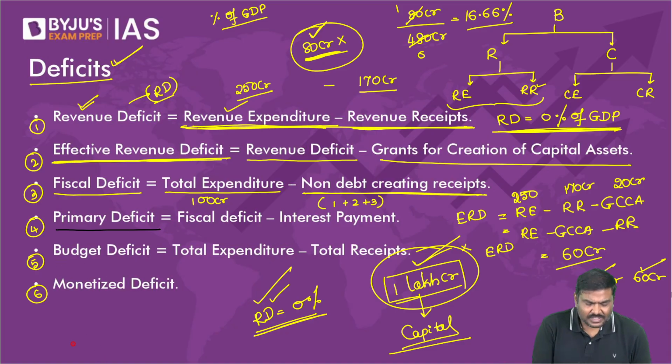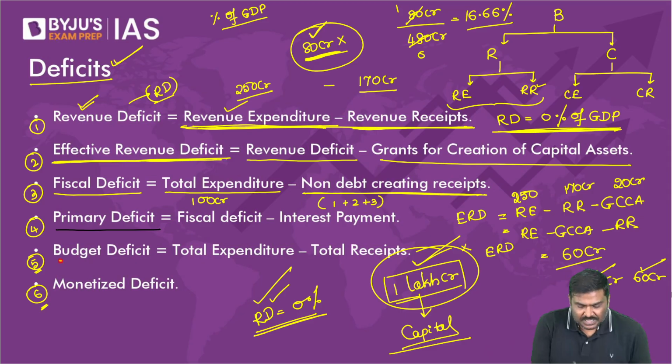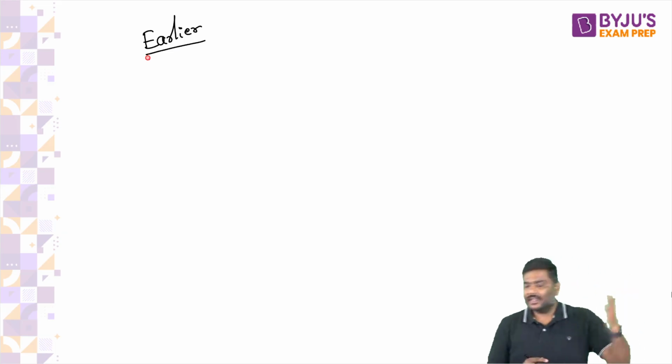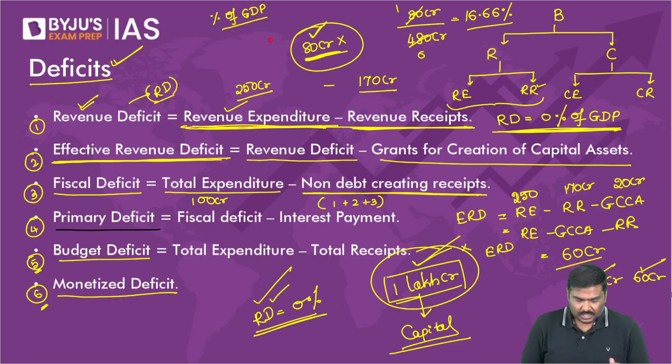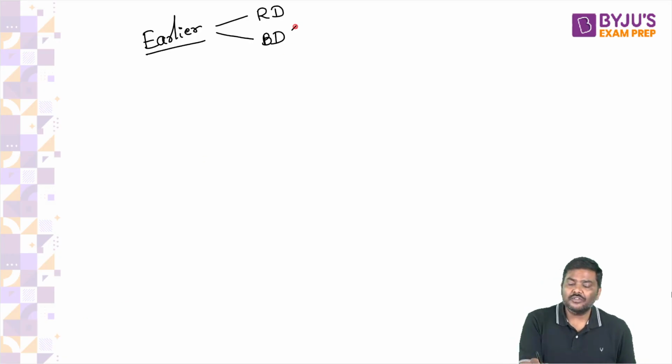Let me talk about 5 and 6 now. The budget deficit as well as monetized deficit. Now, please understand this very carefully. Earlier, that is after independence, government used to publish only two types of deficits, that is a revenue deficit and budget deficit. RD was published, budget deficit was published. Today, we do not publish budget deficit, we have discontinued.